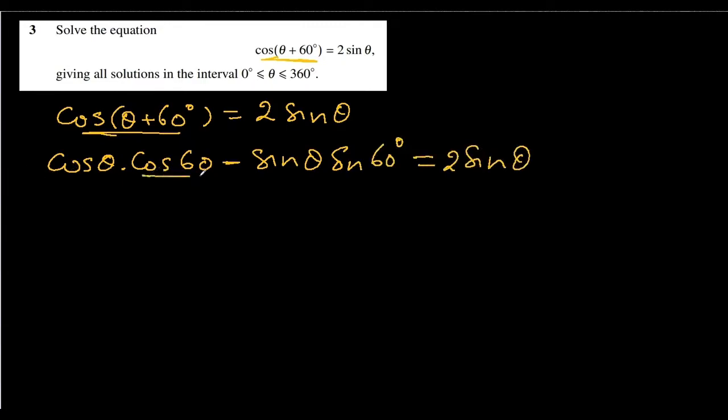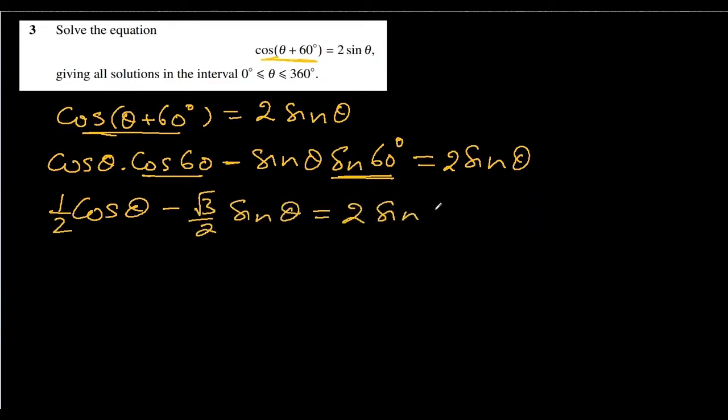Let's write the values of sine 60 and cos 60. Okay, cos 60 is half, so half cos theta minus sine 60 will be square root 3 over 2 sine theta equal to 2 sine theta. Okay, whenever we have just sine theta and cos theta and no constant with them, we should convert the whole thing into tan theta. How can we convert it into tan theta? Divide the whole equation by cos theta.